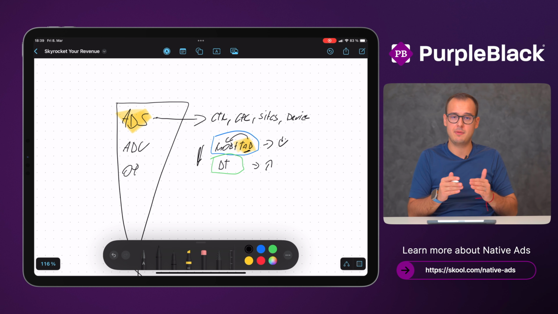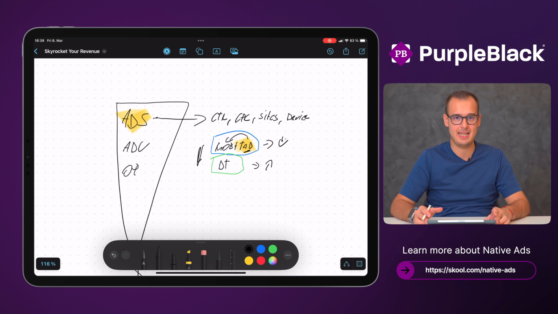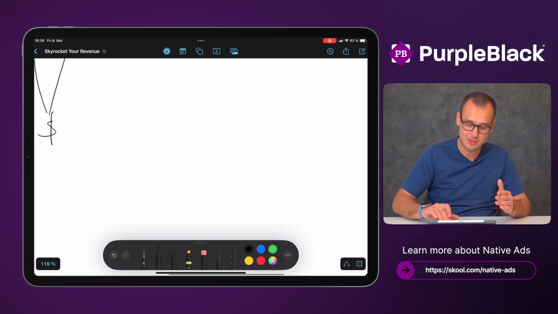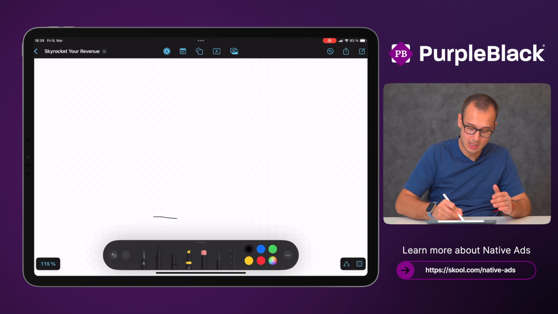Let it run for a couple of days, spend a bit of money, and don't overwhelm here. Don't freak out if the campaign spends, let's say, $150 and you don't have a sale. So it's a normal process, because with native ads, you start very broad. You start broad and then you narrow down the funnel.